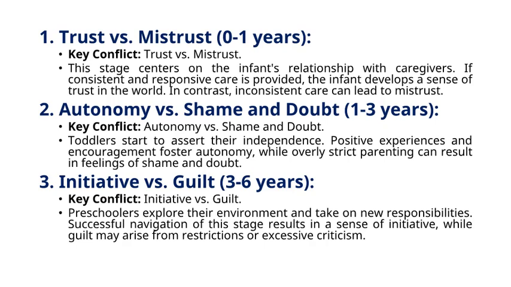2. Autonomy versus shame and doubt. 1 to 3 years key conflict. Autonomy versus shame and doubt. Toddlers start to assert their independence. Positive experiences and encouragement foster autonomy, while overly strict parenting can result in feelings of shame and doubt.